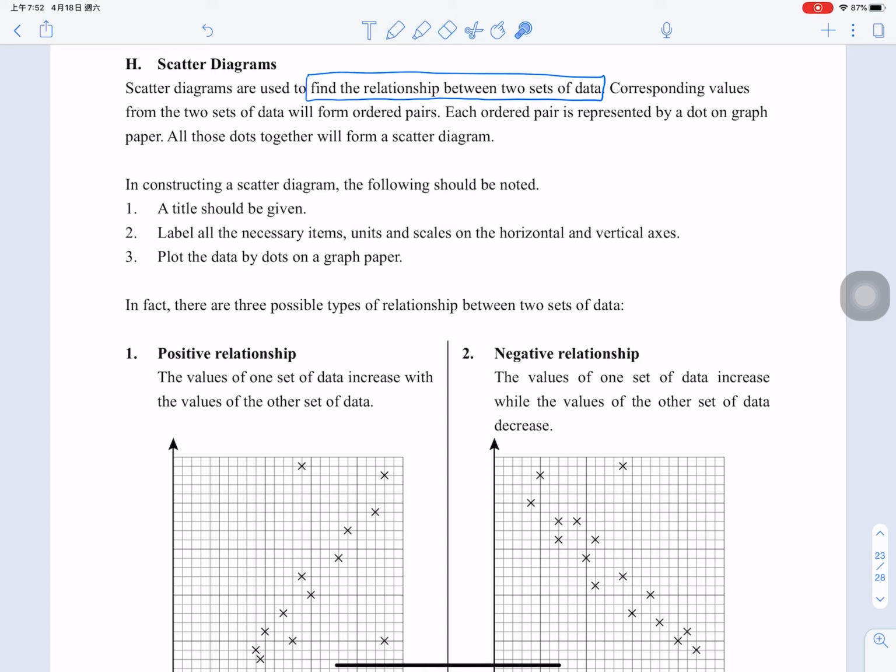Corresponding values from the two sets of data will form ordered pairs. Each ordered pair is represented by a dot on graph paper. All those dots together will form a scatter diagram. Okay, that means we'll have several dots, and all together form this diagram. Okay, let's see.